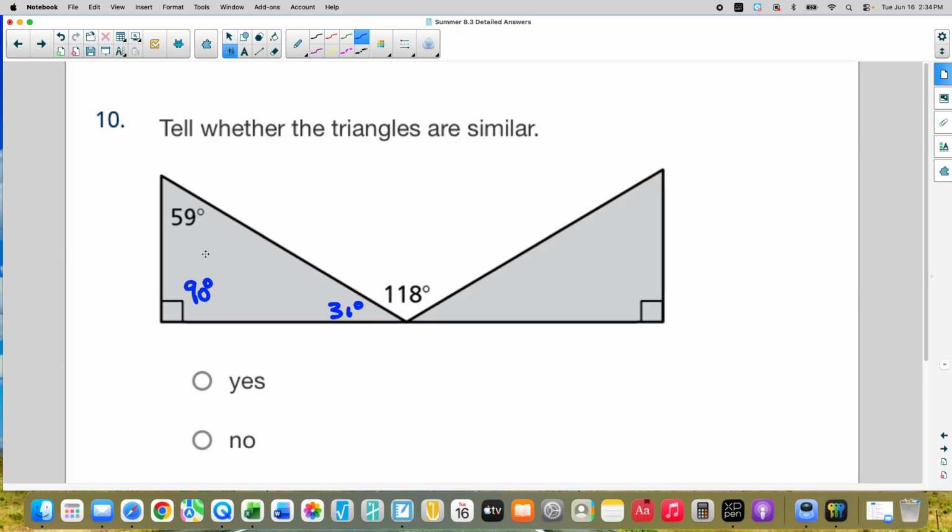plus 90 is 180. Good. Now this is 118. This is 31. This also has to equal 180. So 118 plus 31 gives us 149. Subtract 149 from 180, you get 31. So this is 31 degrees. This is 90. That makes this 59 degrees. So yes, they are similar. All right. Took me a second there to see that one. That was a good one.